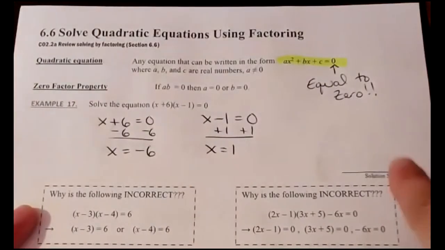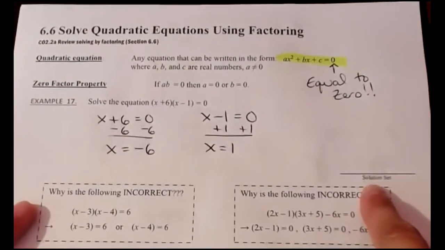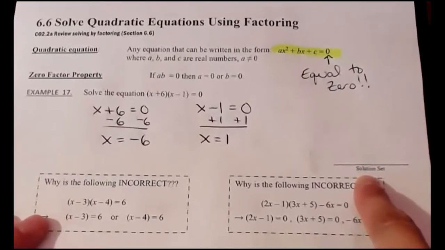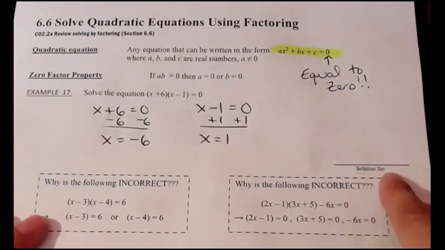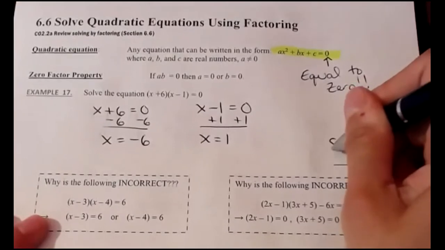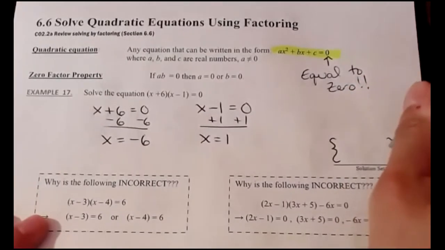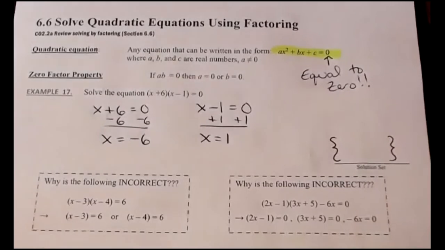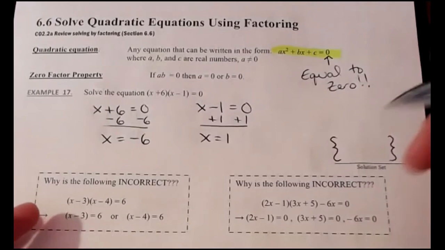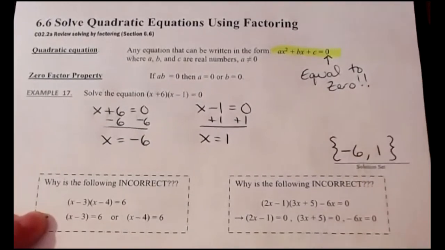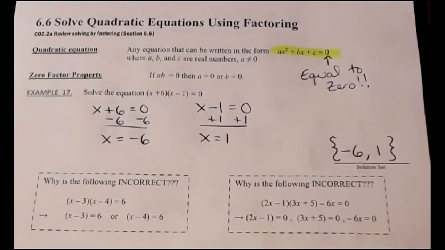So when we write our solution, do you see this blank here and it says solution set? We're going to go ahead and use braces. Think back to set builder notation. With set builder notation, we needed braces. Do you see these little squiggly lines? They're braces, like in your teeth. Okay, so we have a set of braces and our 2 solutions are -6 and 1. So we're simply going to list the solutions in a set. And there's your answer.